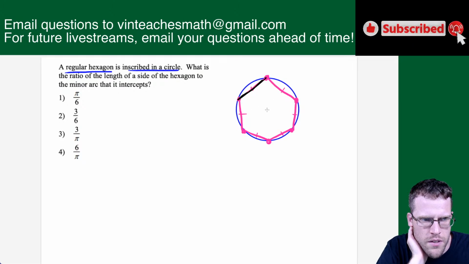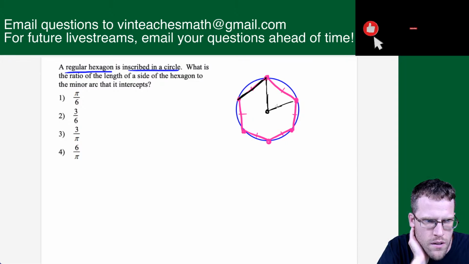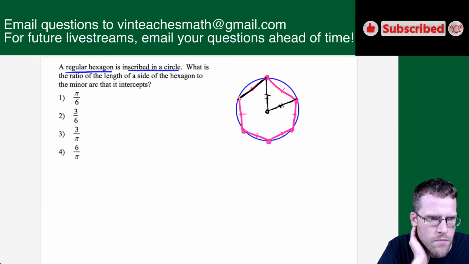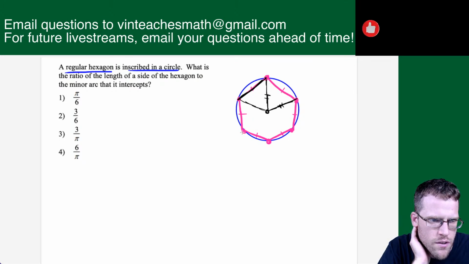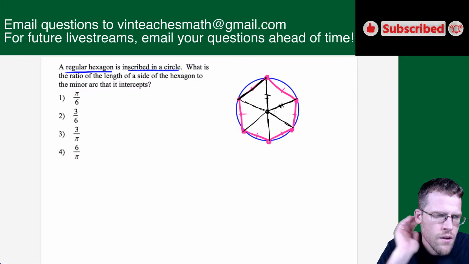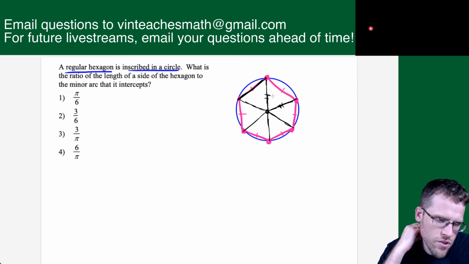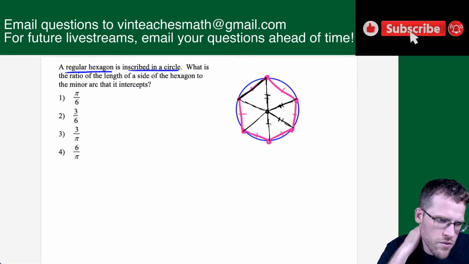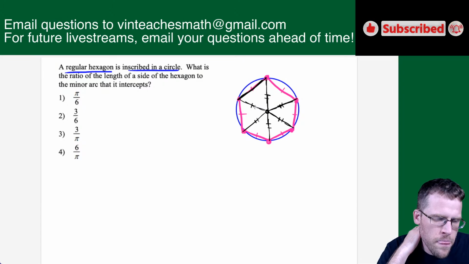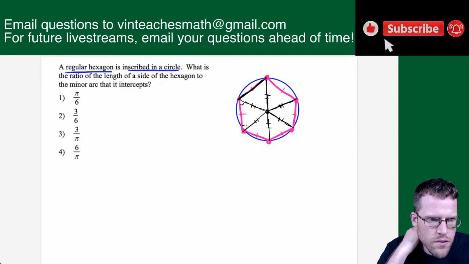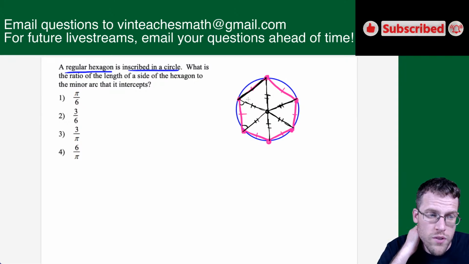Now, one thing that jumps out at me is that these triangles here, if you chop it up, are going to make 6 equilateral triangles. How do I know they're equilateral? Well, we're in a circle, and this is regular, so all of these are the same. And if all of these are the same, that means these angles here are the same. And if those angles are the same, let's think about this carefully.